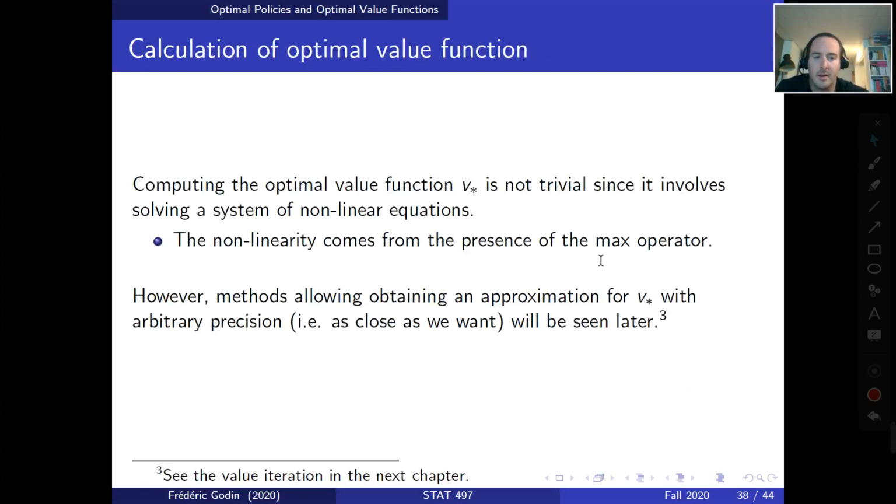Okay, so in the next chapter, in chapter 4, we will learn how to obtain approximations for V star which have arbitrary precision. Okay, so which become as close as we want eventually to the true value function. Okay, so this will be seen later in the next chapter, and this process is known as the value iteration procedure.